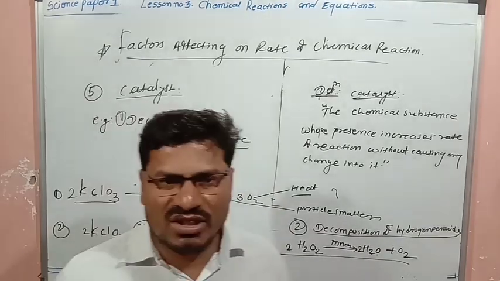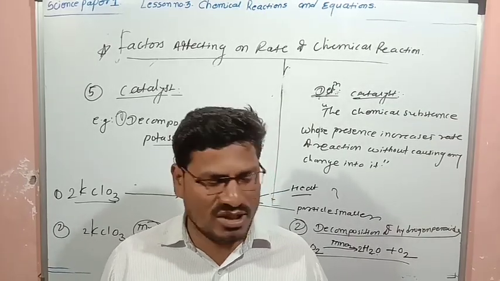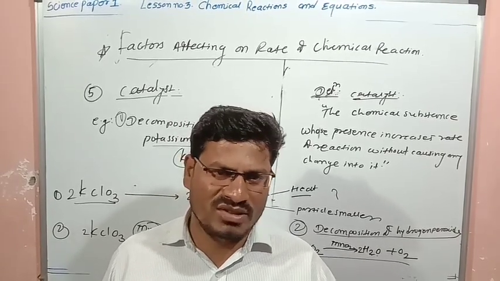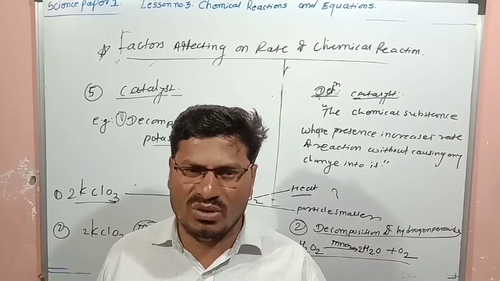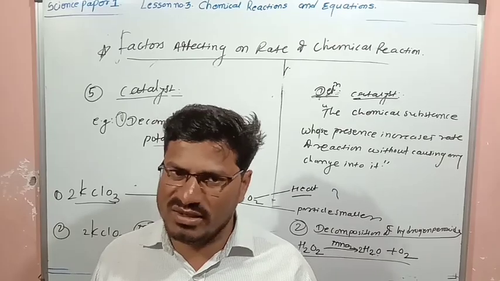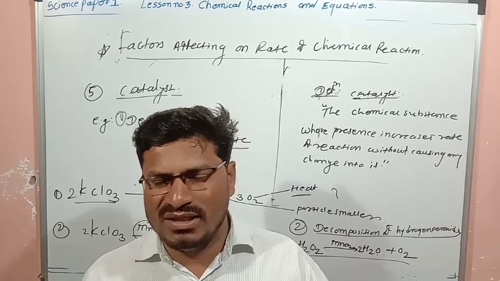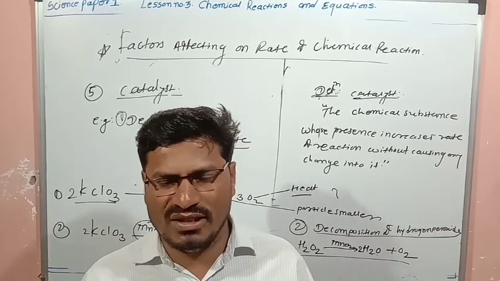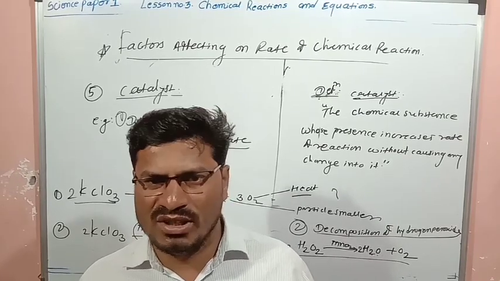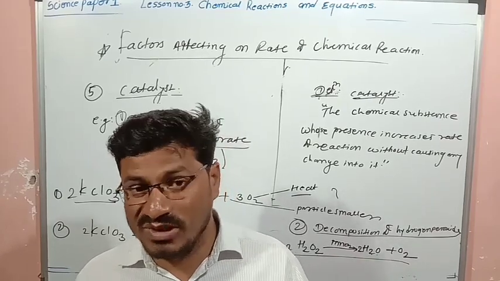So we have studied 5 factors that affect the rate of the chemical reaction. One more time, we'll do a quick revision. The first one is the nature of the reactant. We have studied aluminum and zinc reacting with hydrochloric acid, and aluminum reacts fast because it is a more reactive metal. The second one is the particle size of the reactant. If you take pieces of calcium carbonate and a powder of calcium carbonate, in the powder the chemical reaction takes place fast and with pieces it takes place slowly.